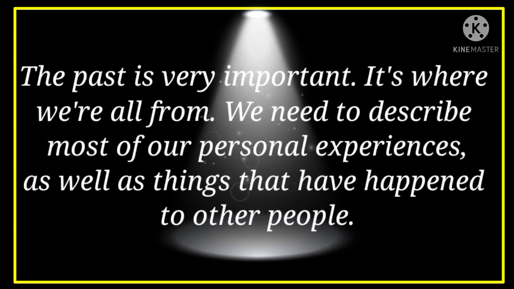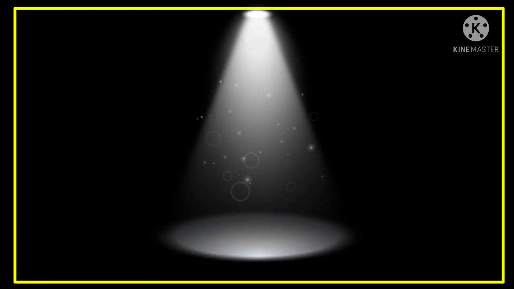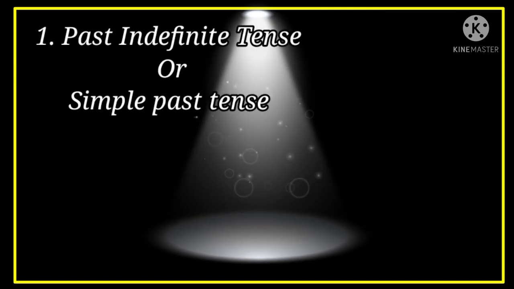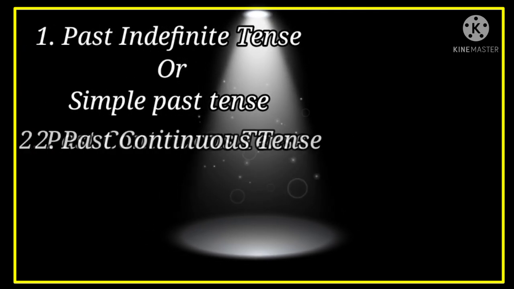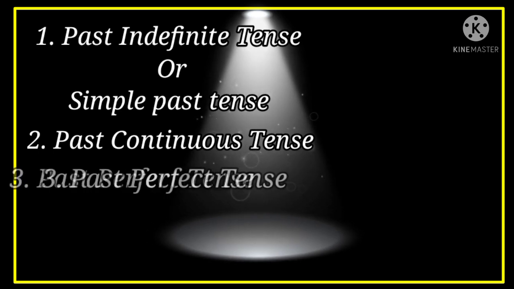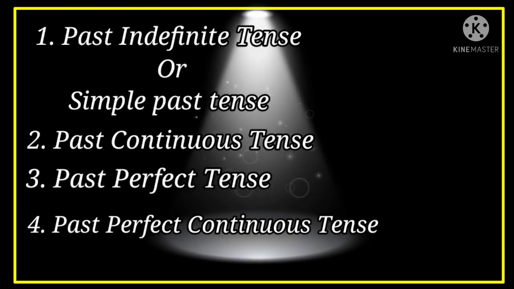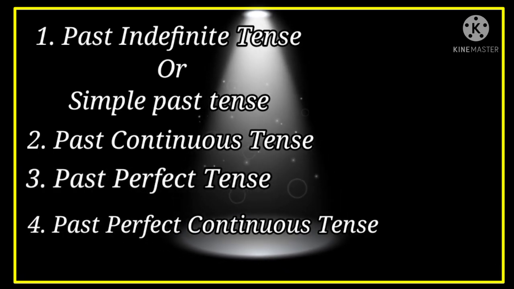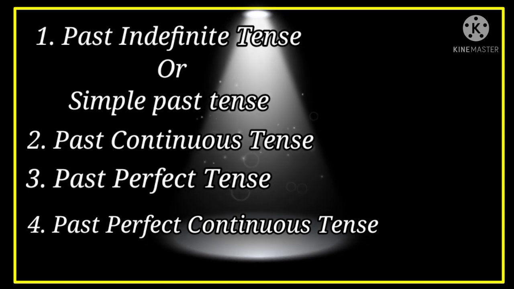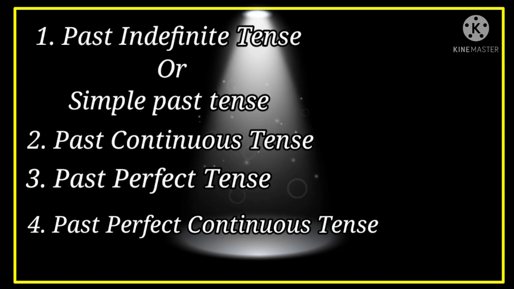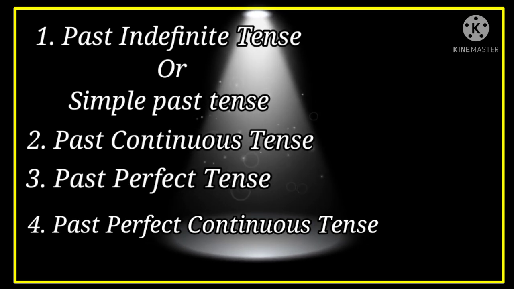Like present tense, past tense can also be classified into four categories. They are simple past tense, past continuous tense, past perfect tense, and past perfect continuous tense. Understanding these tenses and uses can really help you with academic reading, listening, speaking, and writing.